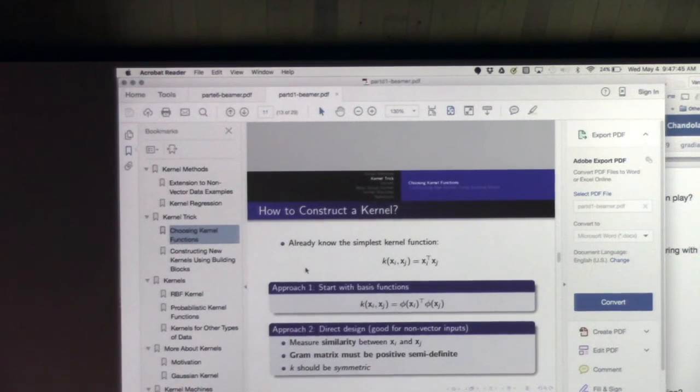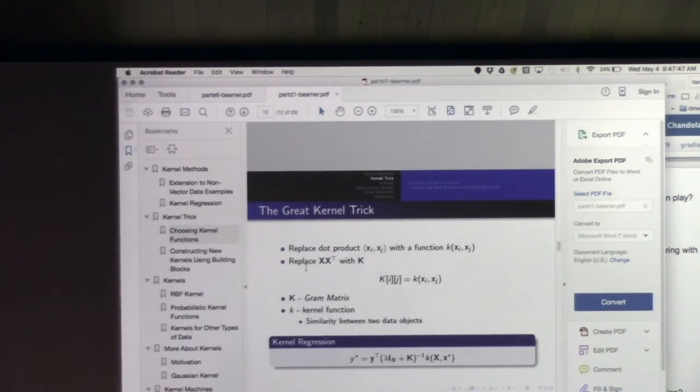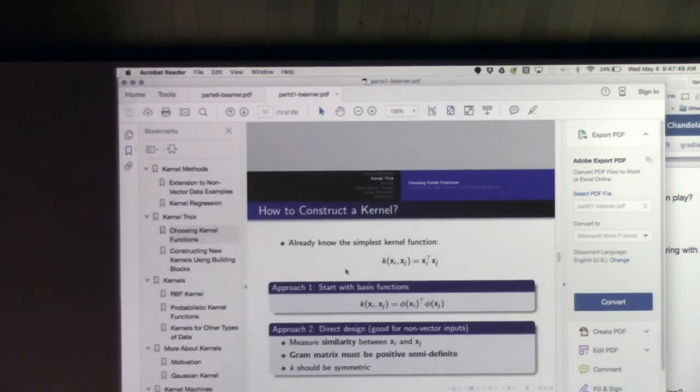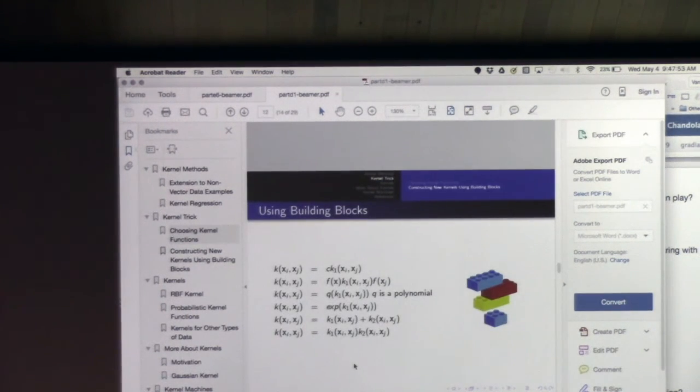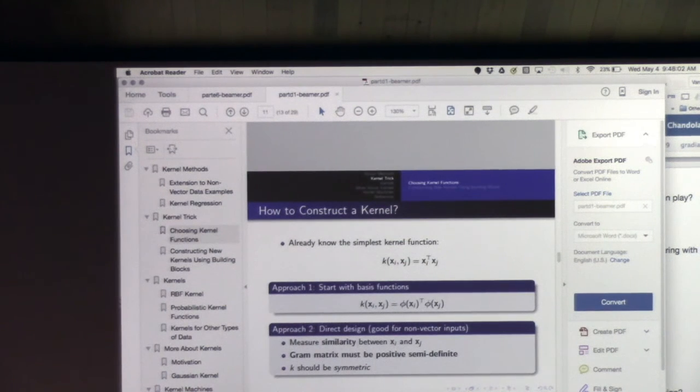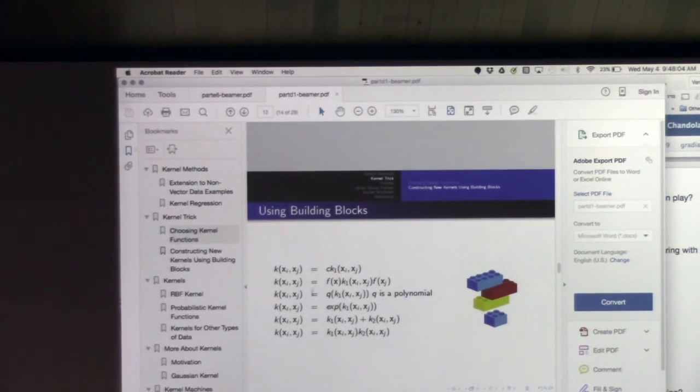Choosing kernel function, is that where it is? Right, so here we said how do you construct it? It should have this property, right? And so you can either go by first principles and prove that your kernel function will give positive semi-definite gram matrices or kernel matrices, or you can use these properties.